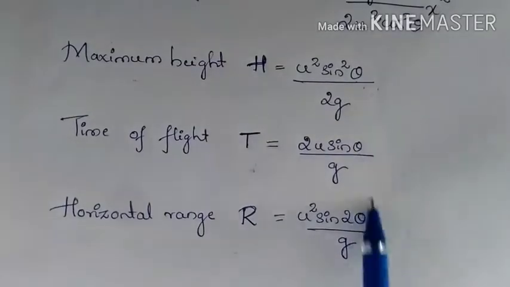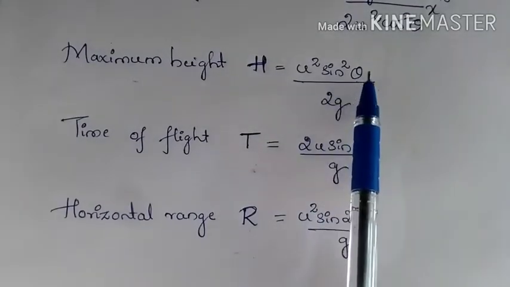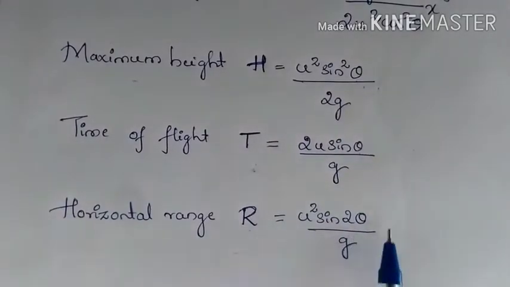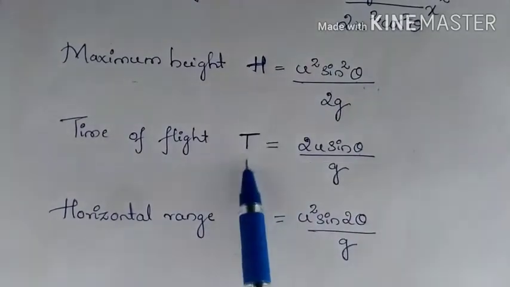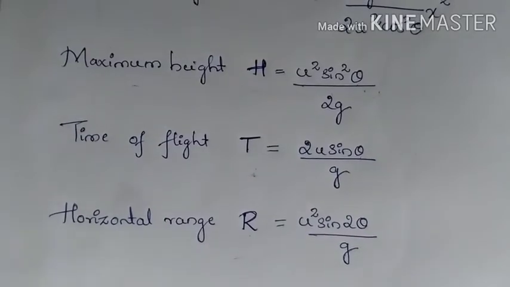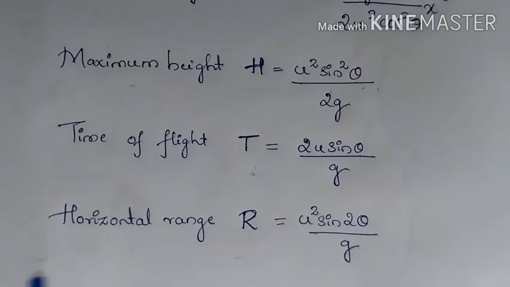For all three equations you have to give the same theta. If you give sine 30 here, then it should be sine 30 here and sine 30 here. Then if you observe what is h, what is T and what is R, you will understand what is actually happening in projectile motion. So that's it for projectile motion.